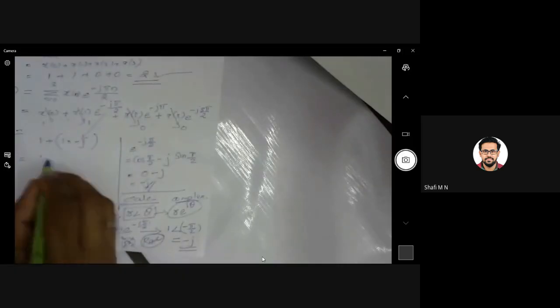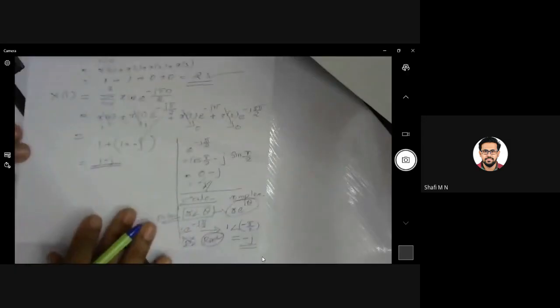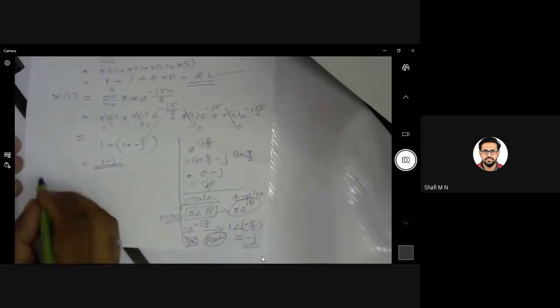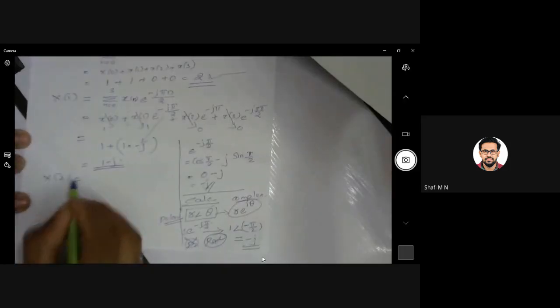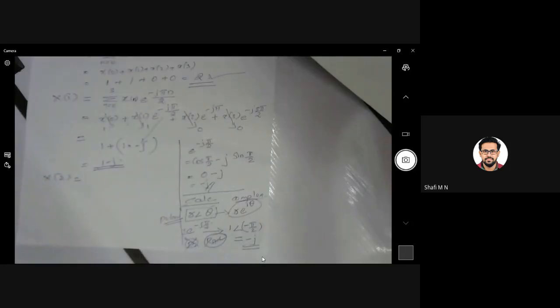So what is the answer? 1 into minus j is minus j. So X of 1 will be 1 minus j. Now proceed with the next two values. Find X of 2. All of you try that. Work it out.